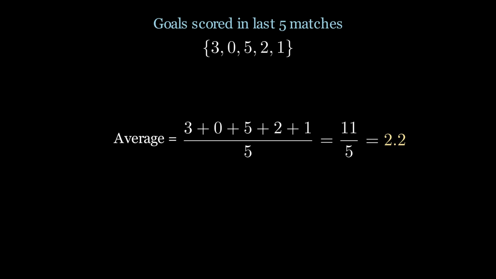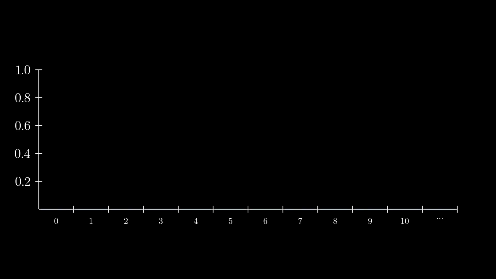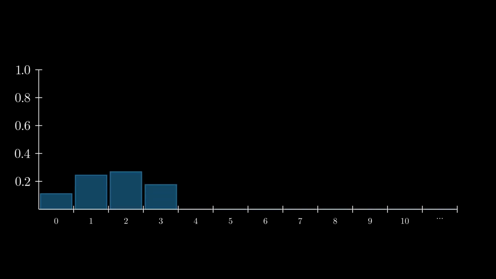Hence, instead of a single value, we will need a probability distribution, one that tells us the likelihood of scoring a certain number of goals. This is where the Poisson distribution comes in. The Poisson distribution is usually applied to discrete events that occur independently over time at a known average rate, such as arrivals at a queue, product defects, or goals in a football match.